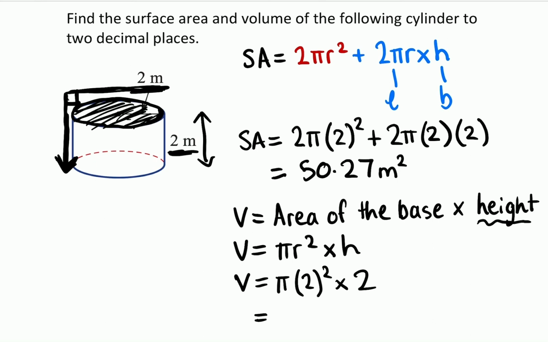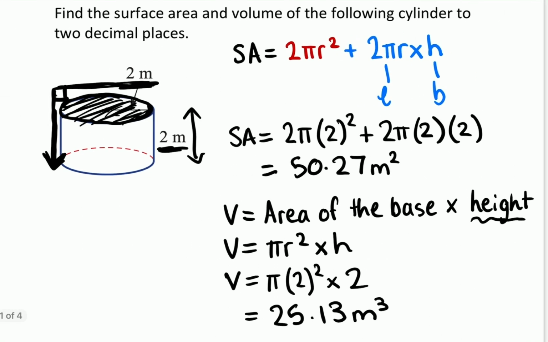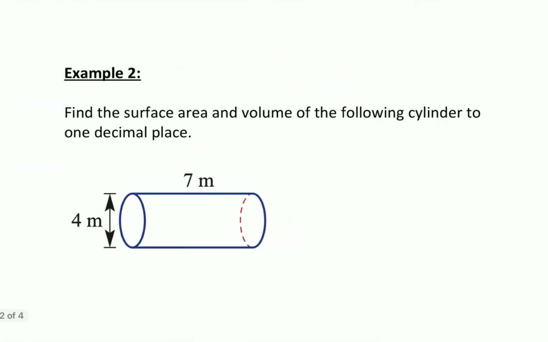Okay, so we can just pop that into our calculator. Much more simple than the surface area formula. Pi times 2 squared times 2 again. And we end up with a volume of 25.13 if we round to 2 decimal places. And because we're now talking about volume, it's going to be in cubic meters. All right, let's move on to example 2.